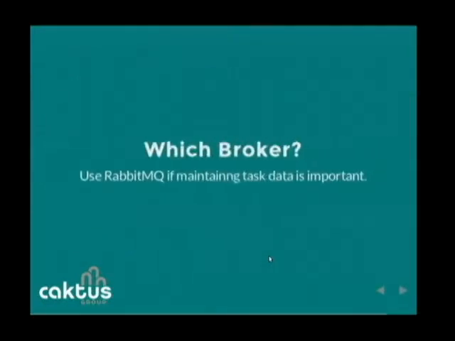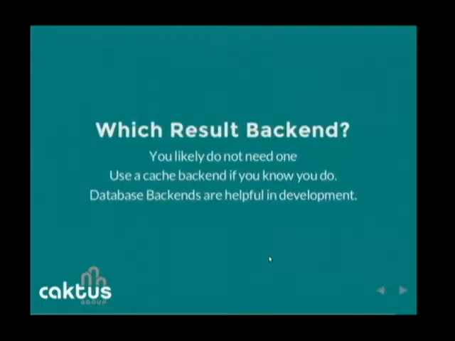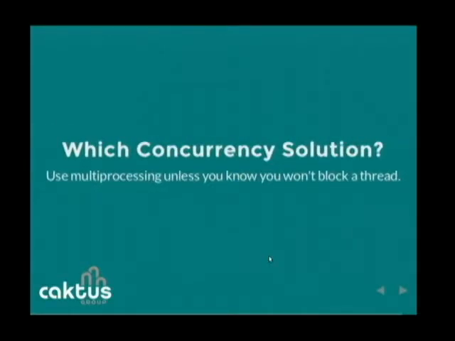So prescriptions, which broker? Use RabbitMQ if task data is important. Otherwise, Redis is fine if you understand the caveats. Result backend, you likely don't need one. Until you have some advantage, need one, just forget about it. Concurrency solution, use multiprocessing unless you know you won't block the thread. If you've tested it and you understand what can happen there, otherwise just use multiprocessing.